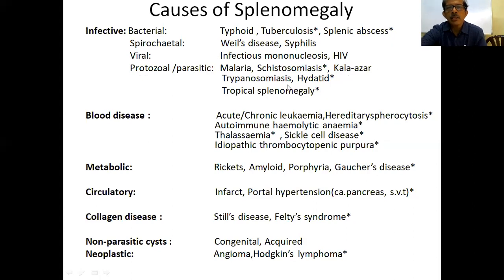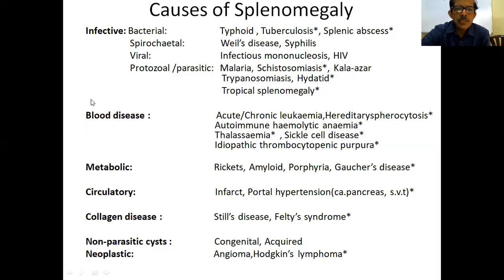So here in infective conditions, you can do splenectomy in tuberculosis. Of course, previously we used to do it even in splenic abscess. Then schistosomiasis where it is rampant, that is another indication. Then hydatid disease, and rarely the spleen can get involved in tropical splenomegaly. So these are the infective causes of splenomegaly.